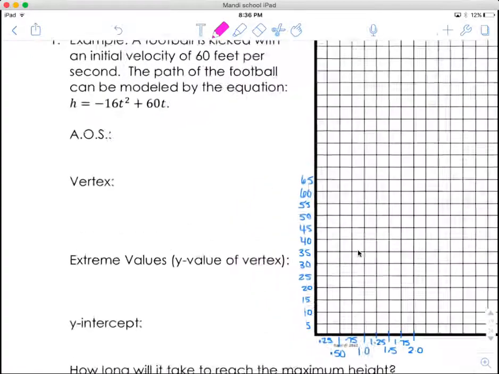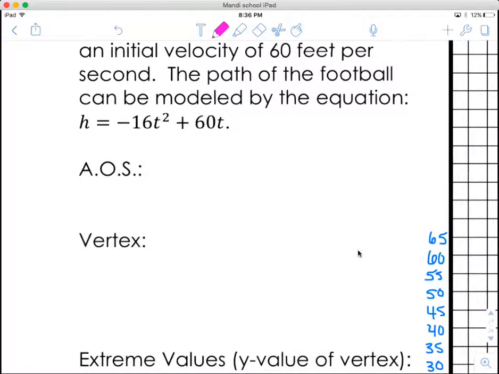I first want to point out that this doesn't have x and y, but that's okay. H could also be a y. The t's work the same way as the x's. So I don't want you to be concerned that we don't have x's and y's. H and t work the same way. I also want to point out that we don't have a number at the end, so you can always put your plus 0. That makes your A negative 16, your B 60, and your C 0.